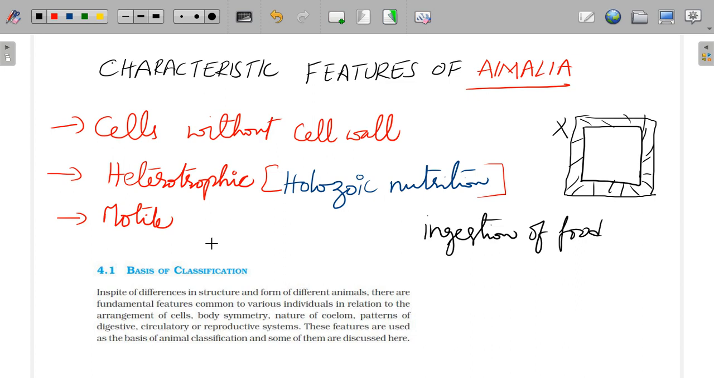And in this lecture, there are certain features we should consider to classify the animal kingdom, like these: how the cells are arranged, how the symmetry of the body is present, nature of coelom, which I'll explain to you, and the pattern of digestive, circulatory system, and reproductive system. So let's move into the classification of animal kingdom.